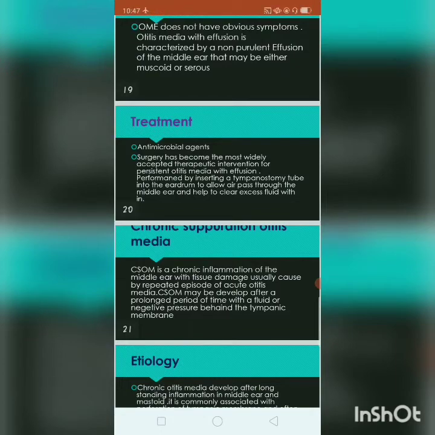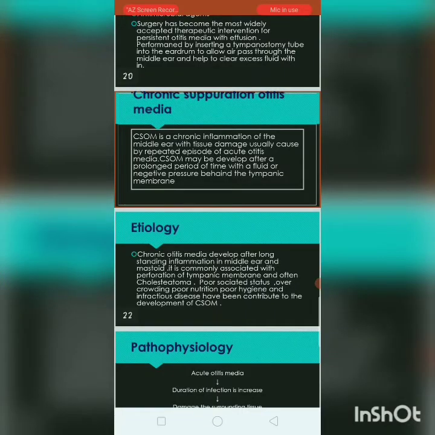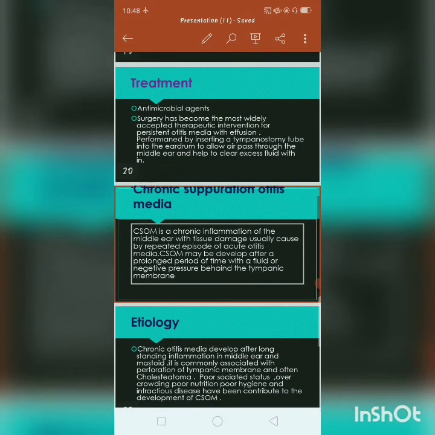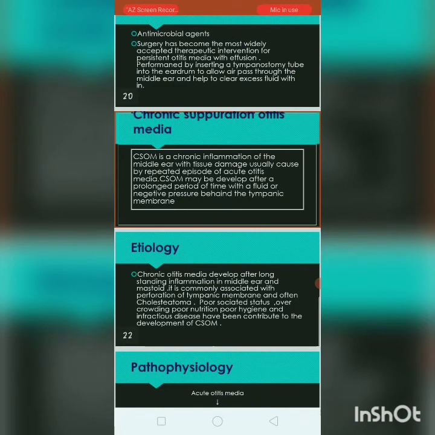Next, we will see the last type of otitis media, chronic suppurative otitis media. Chronic suppurative otitis media is a chronic inflammation of the middle ear with tissue damage, usually caused by repeated episodes of acute otitis media. It may develop after a prolonged period of fluid or negative pressure behind the tympanic membrane.